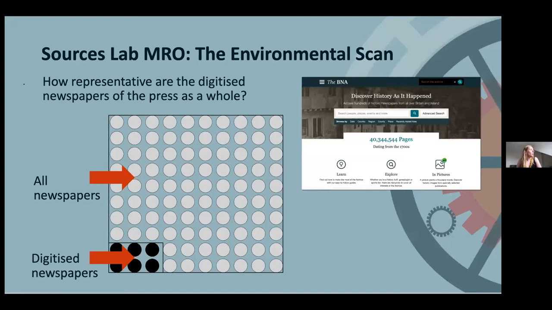So one of our MROs was something called the environmental scan. This was led by the sources lab, and they wanted to determine how representative the digitized newspaper corpora to which we have access are of the 19th century press as a whole. So for a sense of why we need to do this, the British Newspaper Archive has now digitized over 40 million pages of newspapers from the BL and some third parties. But this is only a little under 9% of all the newspapers held by the British Library, which in turn is not by any means all the newspapers that existed in the period. So how can we judge that representativeness?